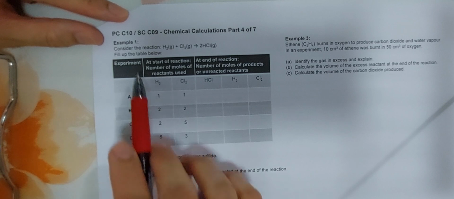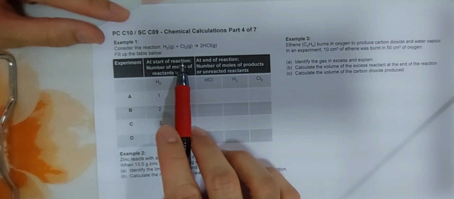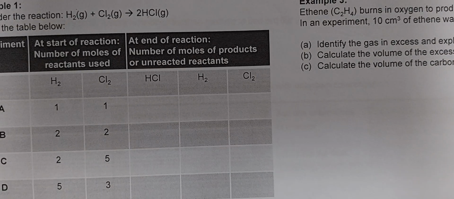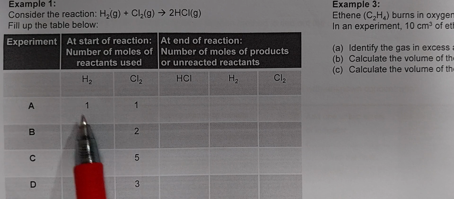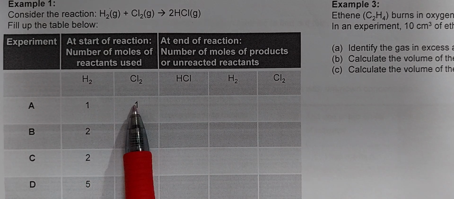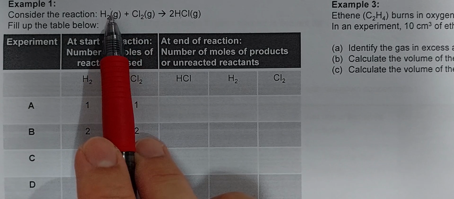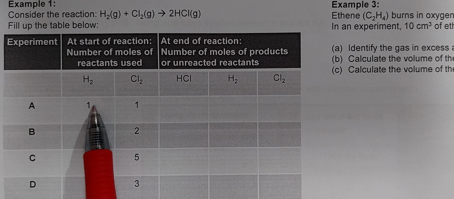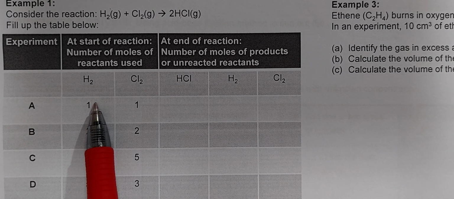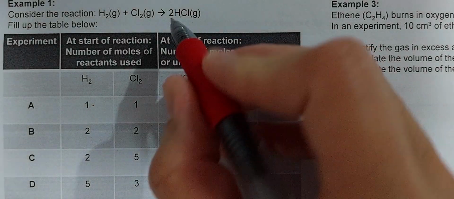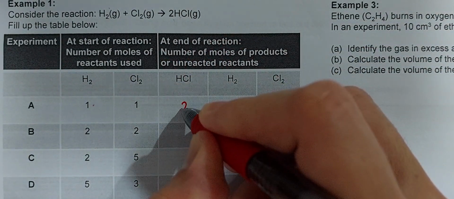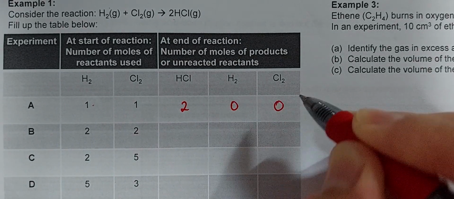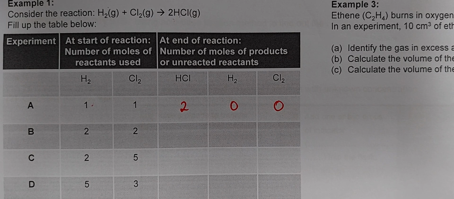Now, let's look at the experiment. Let's say for experiment A, at the start of the reaction, the number of moles of reactants: you have 1 mole of hydrogen, 1 mole of chlorine. So the mole ratio is actually 1:1. This 1 mole and this 1 mole will react to completion. That means at the end of it, you get 2 mole of HCl. The hydrogen and the chlorine would be all used up, all reacted.